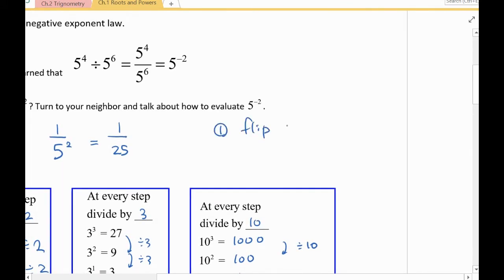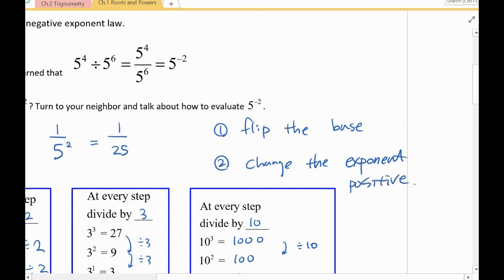Flip the base, change the exponent positive. So this is how you solve negative exponent. All right?